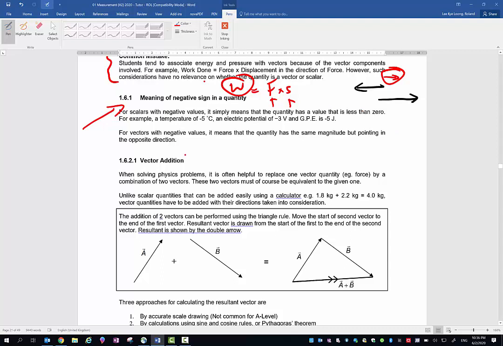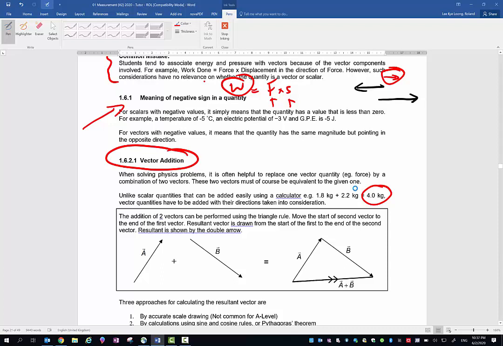So now let's go to vector addition. This is what you see in A maths. I'm sure you've learned vectors in A maths. When solving a physics problem, it's often helpful to replace one vector quantity by a combination of two vectors. These two vectors must of course be equivalent to the given one. Unlike scalar quantities that can be easily added, because for scalars you don't care about the direction, you just care about the magnitude, the addition is just adding up the numbers. 1.8 kilogram plus 2.2 kilogram is 4 kilogram. There's no direction associated with mass. You just add up the magnitude.